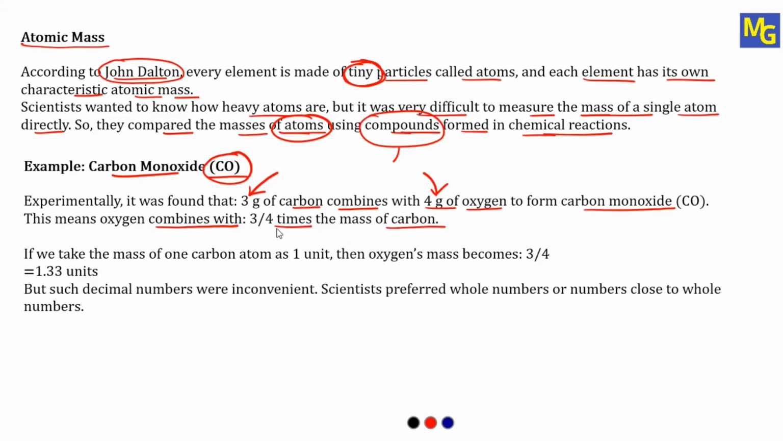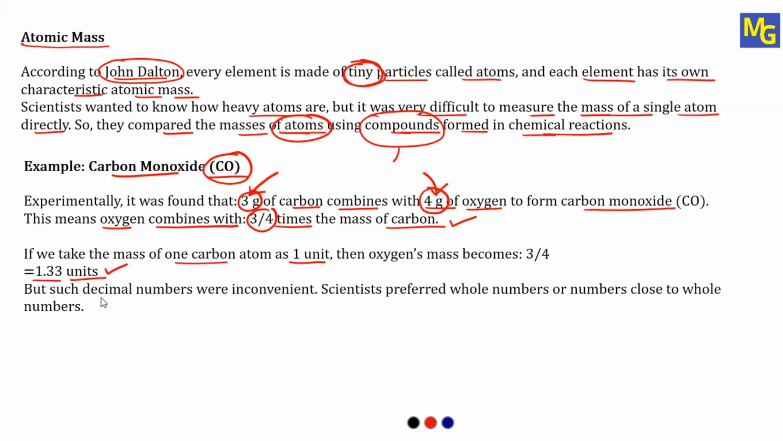So see what they have done. As oxygen is 4 gram and carbon is 3 gram, they said that oxygen combines with 3/4 times the mass of carbon. If we take the mass of one carbon atom as 1 unit, then the oxygen mass becomes 3 by 4, and if we divide, we will get 1.33 units. I hope you're understanding. That is the mass of oxygen.